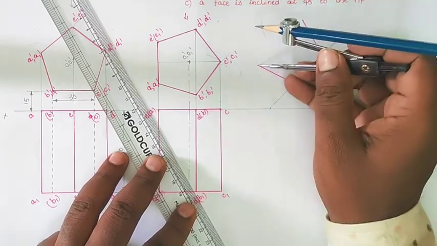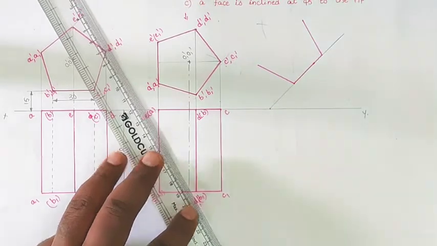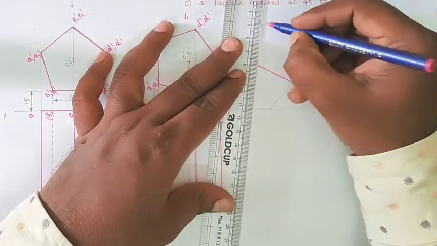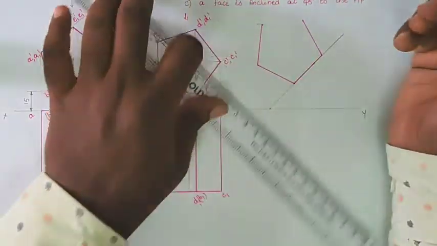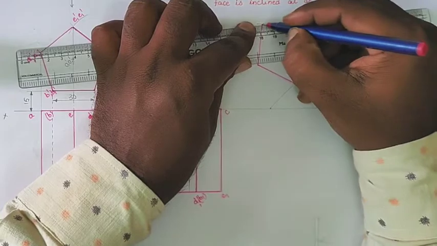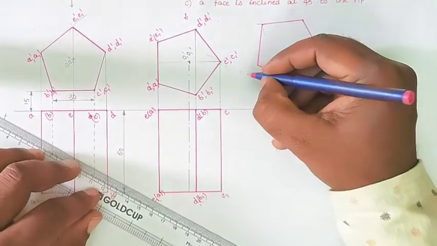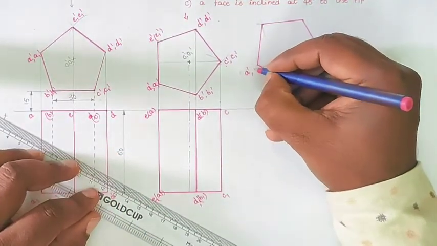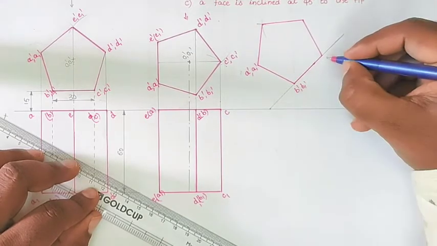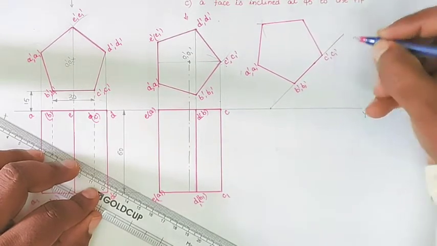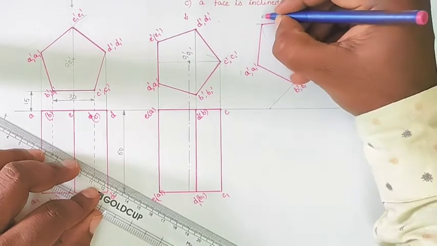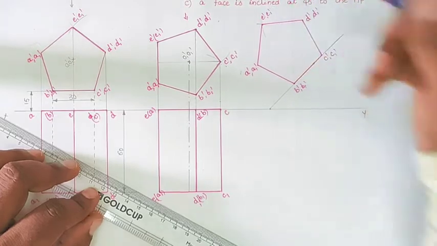We will construct the front view of our diagram in 45 degrees inclined manner. So this is the front view of our diagram. After drawing the front view, I will give the notations on the front view as A dash comma A1 dash. So this is B dash comma B1 dash and this is C dash comma C1 dash. So D dash comma D1 dash and this is E dash comma E1 dash.